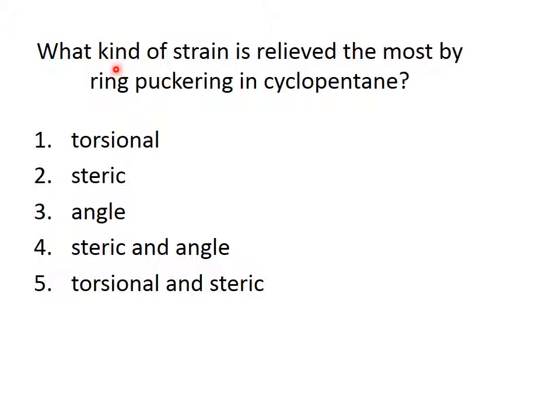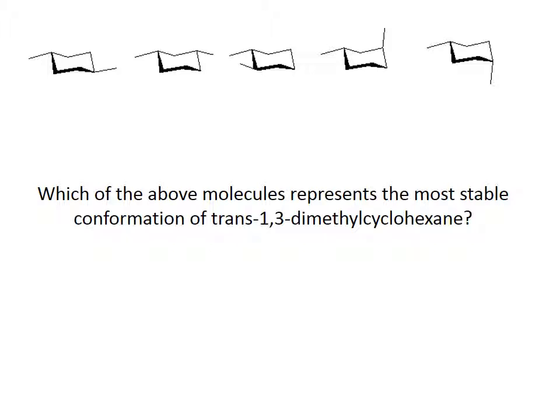All right, what kind of strain is relieved the most by ring puckering in cyclopentane? If I think back, the cyclopentane, if it was flat, has almost no ring strain. It puckers in order to relieve torsional strain. Which of the above molecules represents the most stable conformation of trans 1,3-dimethylcyclohexane?